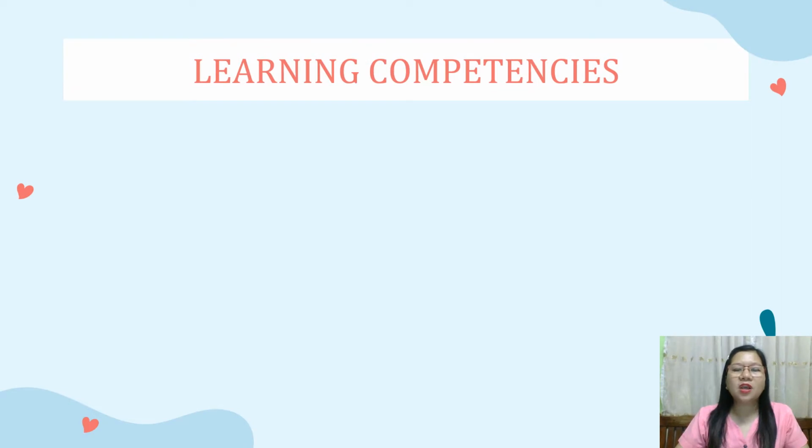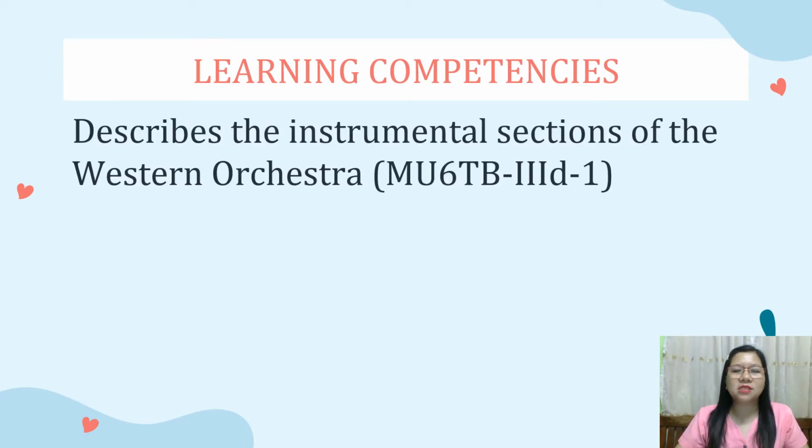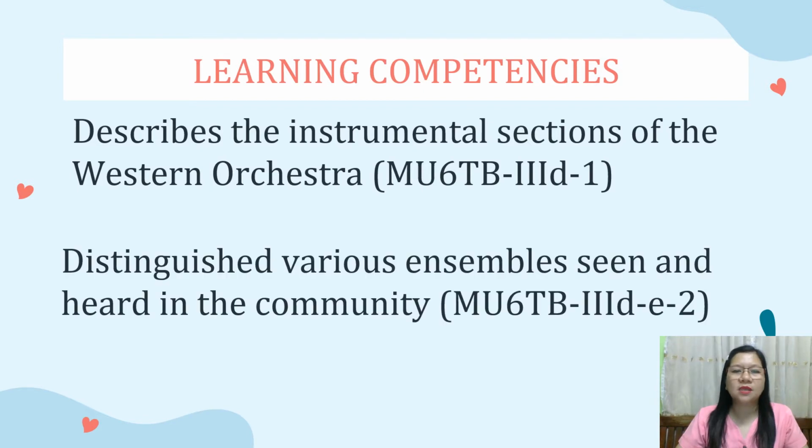For our learning competencies, we have described the instrumental sections of the Western Orchestra, MU6TB-IID-1. Distinguish various symbols seen and heard in the community, MU6TB-IID-E-2.